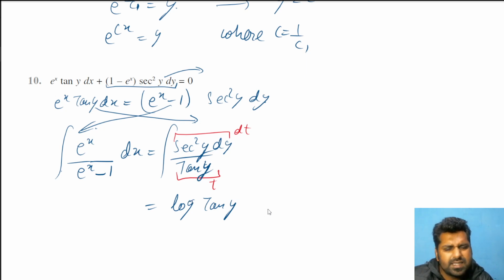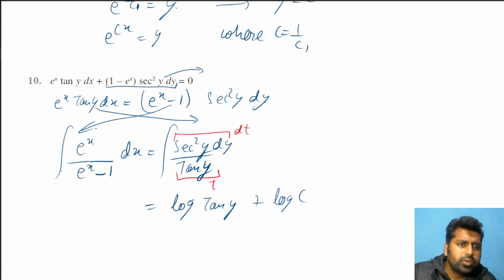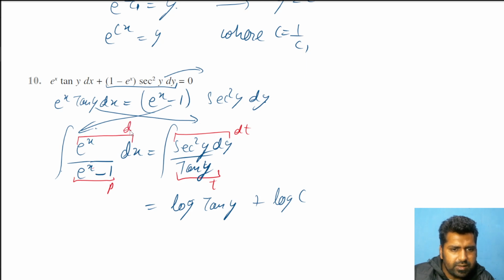Okay, plus of course plus log c, because log is coming, so we can combine rather than c. Here also, no need to take always the substitution as t, you can take another variable, let's say p. If this is p, what is the differentiation of e raised to power x minus 1? E raised to power x differentiation same, one differentiation is 0, so only e raised to power x dx, that's your dp or dt, whatever you want to call it.